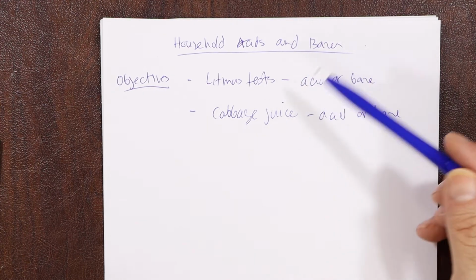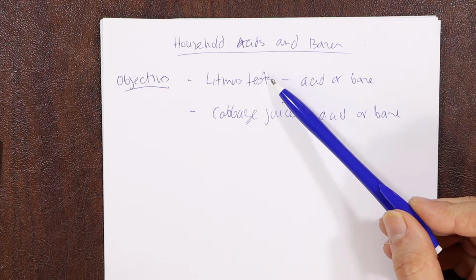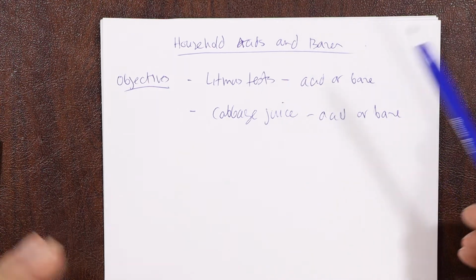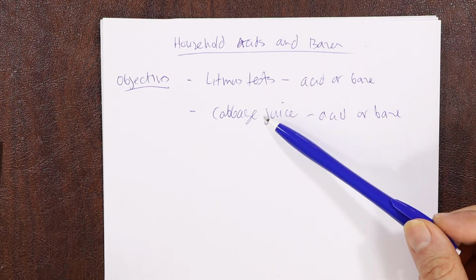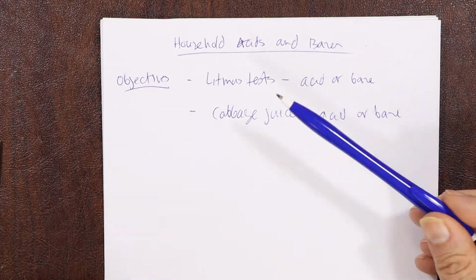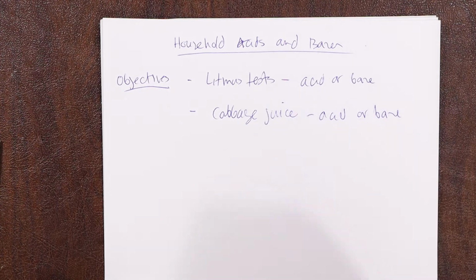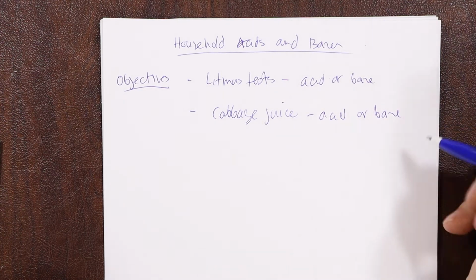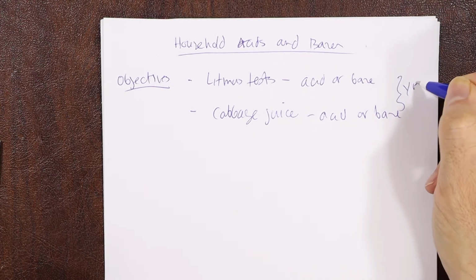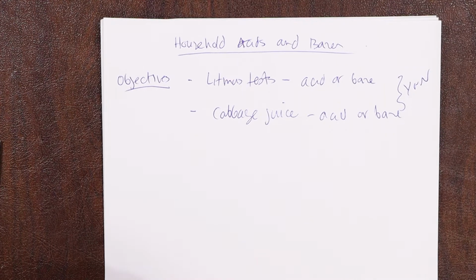Now the difference between the two is that a litmus test is non-destructive. You can just dip this piece of paper in your solution, it doesn't damage it. However, with cabbage juice, once you throw in a shot of cabbage juice, it's over. So this is a destructive test, and you can't reuse your sample. This one you kind of can. These are both yes or no tests for the presence of acids and bases.